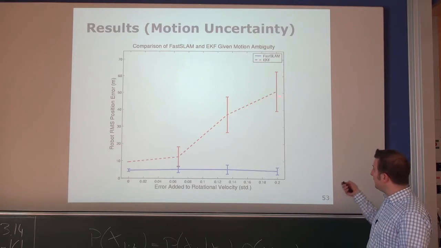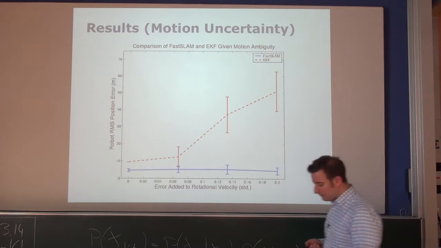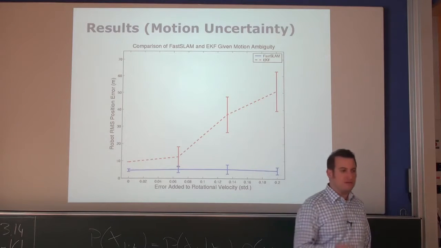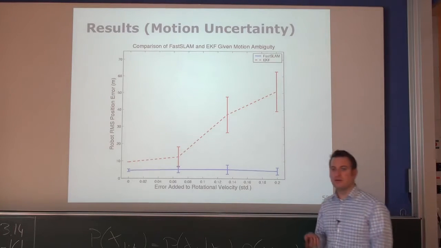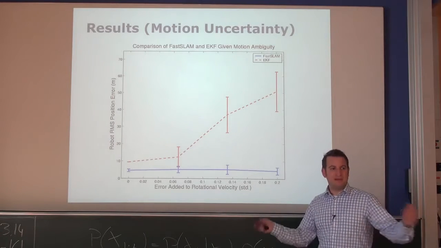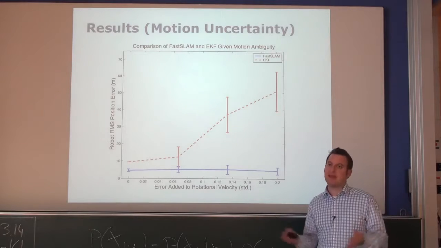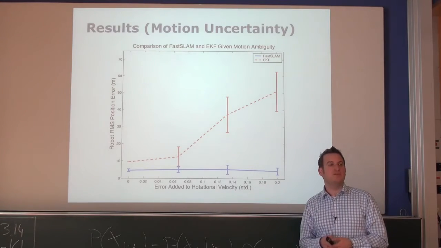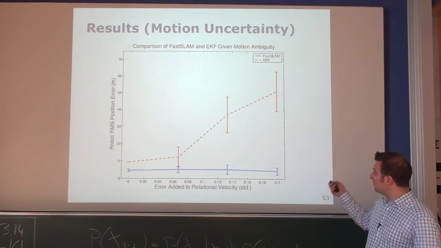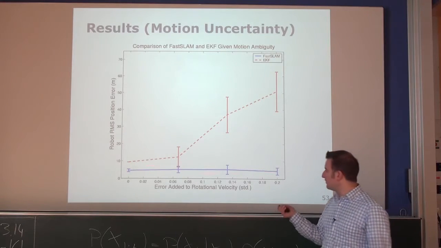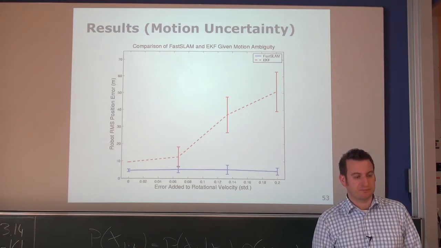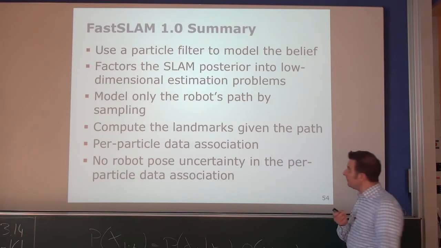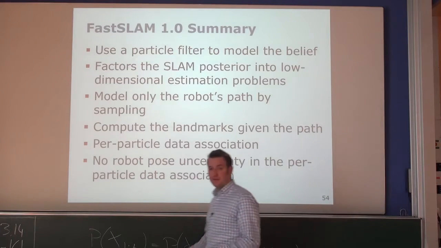Then the performance of the EKF dramatically decreases because the nonlinearity in the motion kicks in, combined with a large uncertainty gives you bad estimates of the pose. And so the error here dramatically increases, while it basically does not noticeably affect the FastSLAM algorithm. So it's an interesting algorithm which has some very nice properties.